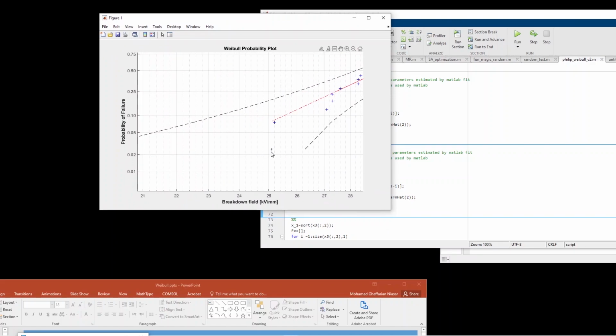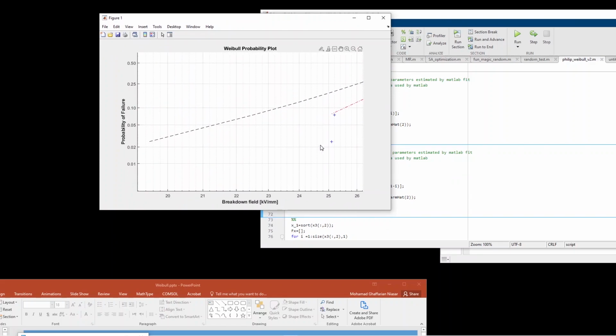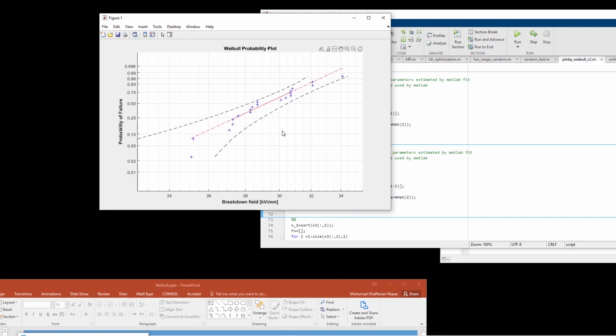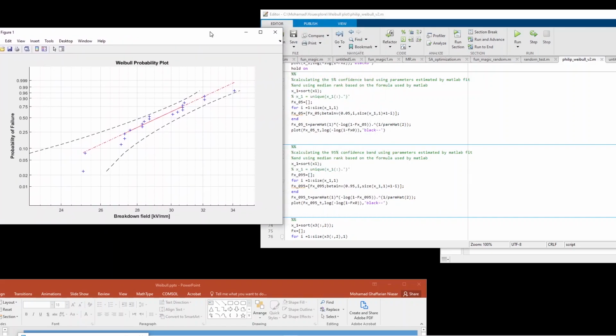You notice that here is the data, and for 5%, the data can even go down to these numbers, and for 95%, it can go up to these numbers. And the same for each probability of failure, we can find how far the data can go if the actual probability distribution is this function, is this line. So this is basically how to plot the confidence bound directly in MATLAB.